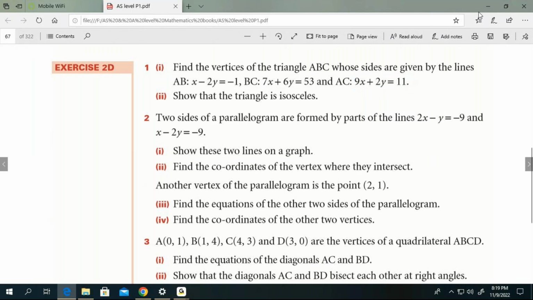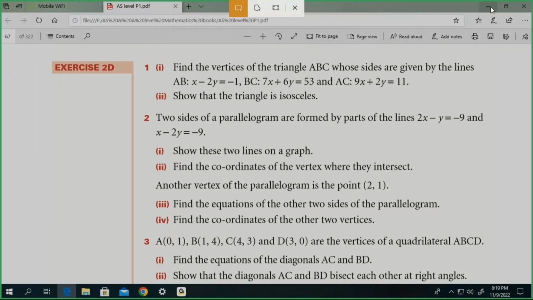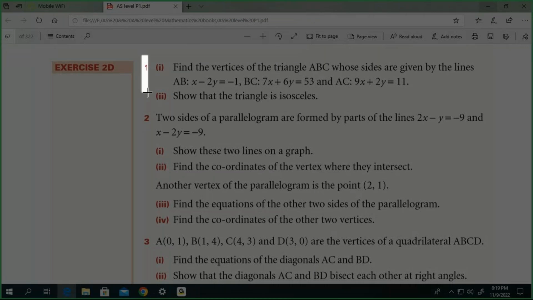So let's start. It's easy to sketch the graph of any straight line, of any linear equation. You just need to focus on the slope and the y-intercept, and you are going to construct the line. There is no rocket science here. So we now pick up this question.